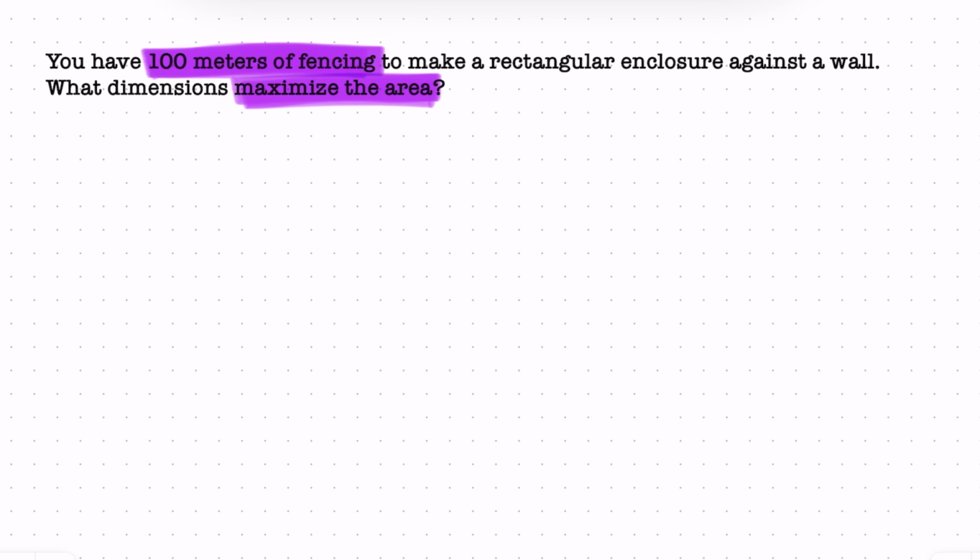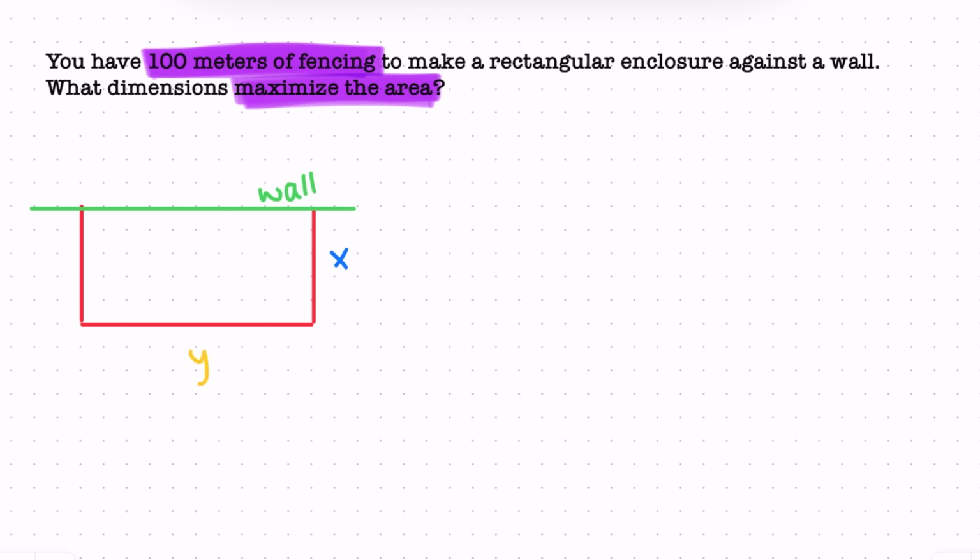So it states that we're making this rectangular enclosure against a wall. So here, we're going to assume that is referring to an enclosure that's boxed off. So we'll have this green represent the wall and the red represent the enclosure material. So that means we just have three sides enclosing here, and that is our 100 meters of fencing. So we'll call this X and we'll refer to this as Y.